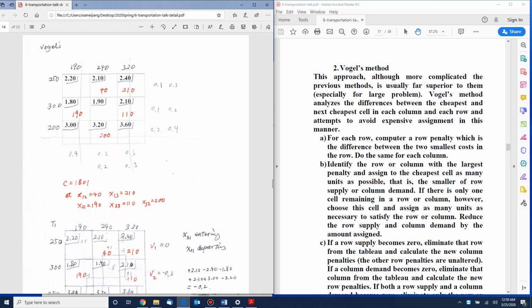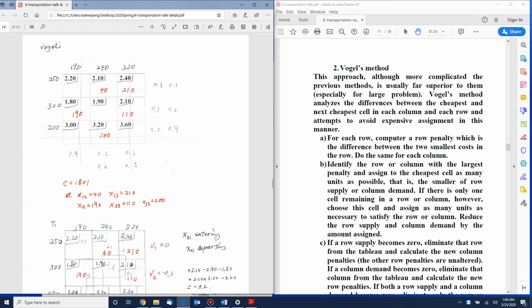What we do is, you could see that I have some 0.1, 0.2, 0.3 in there, right? What does that mean? When we start Vogel's method, we ignore the demand and the supply. We just look at those cheapest costs. Okay, in the first row we have 2.2, 2.1 as the cheapest prices.